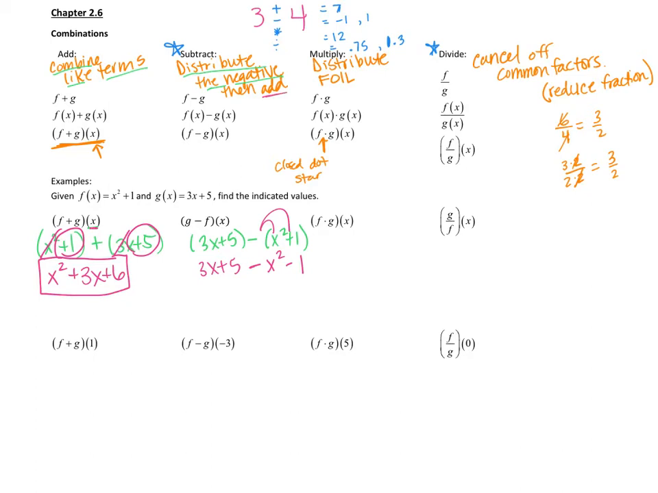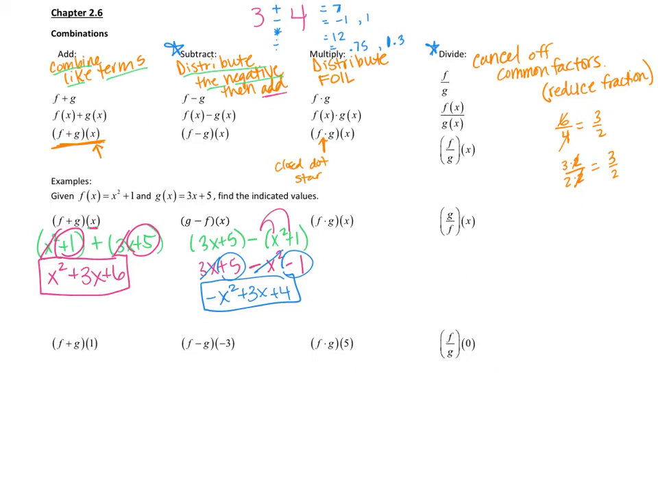So combining those like terms, I get negative x squared. There's nothing to combine there. 3x, there's nothing to combine there. I can combine my 5 minus my 1 to give me 4. And that would be my answer. All right, moving on to the next one.